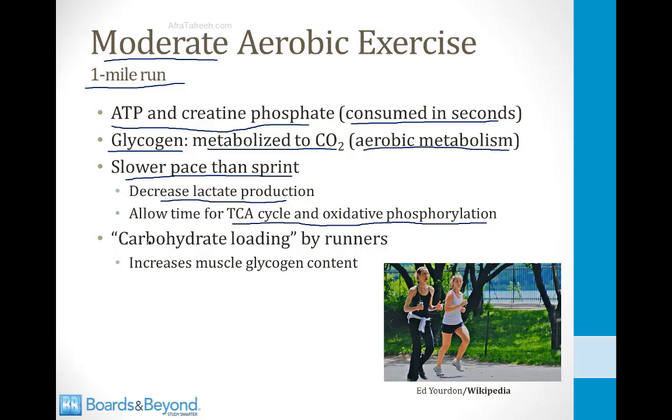And you may have heard of runners who do what's called carbohydrate loading. This means they eat lots of carbohydrates before a run. And what they're trying to do is increase the amount of muscle glycogen so that they have more glycogen available for providing fuel during a jog.